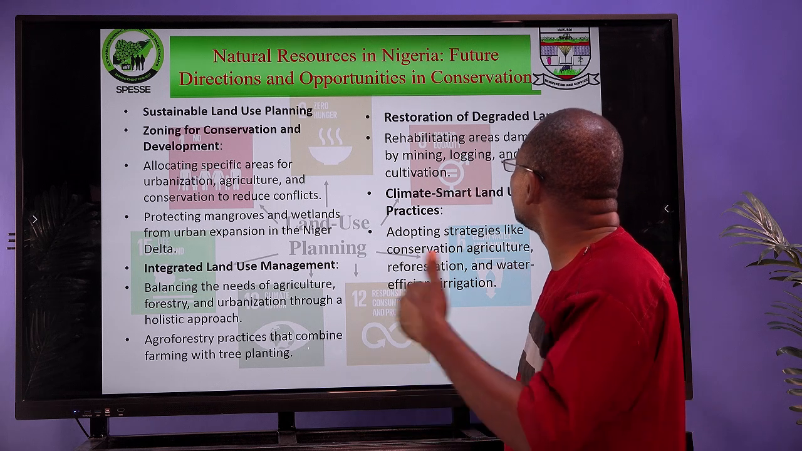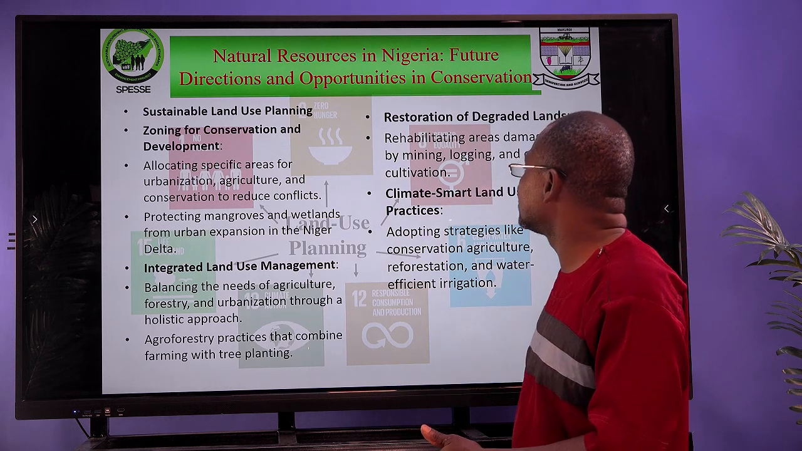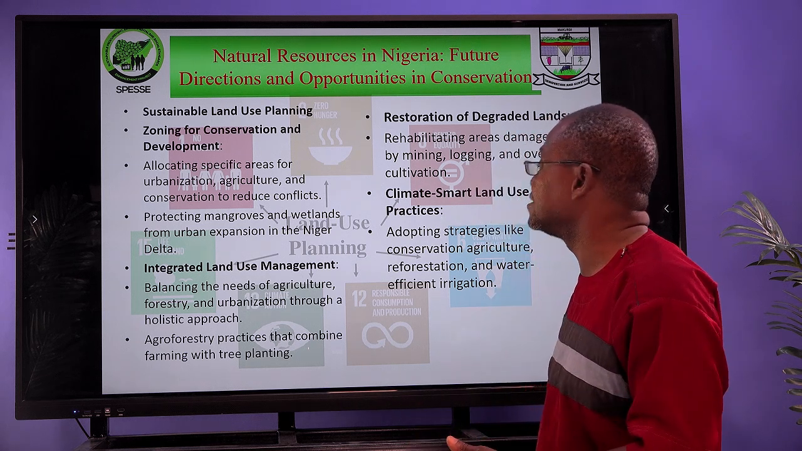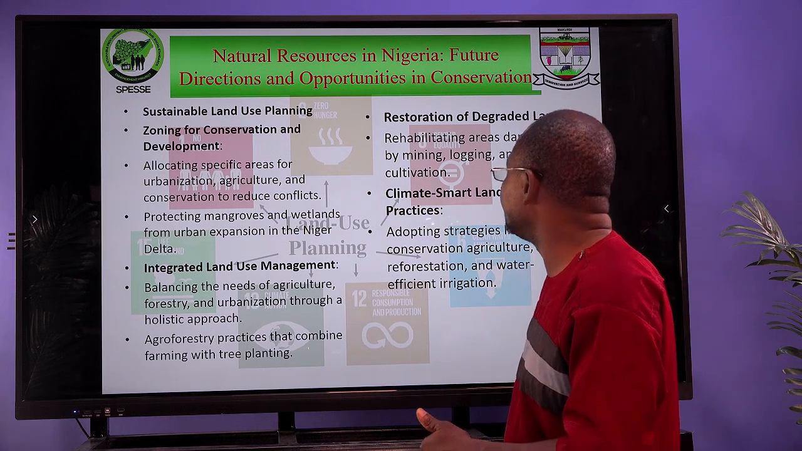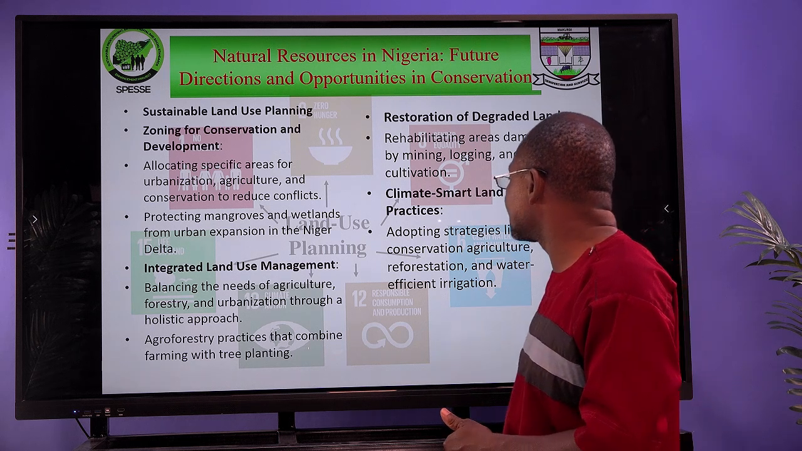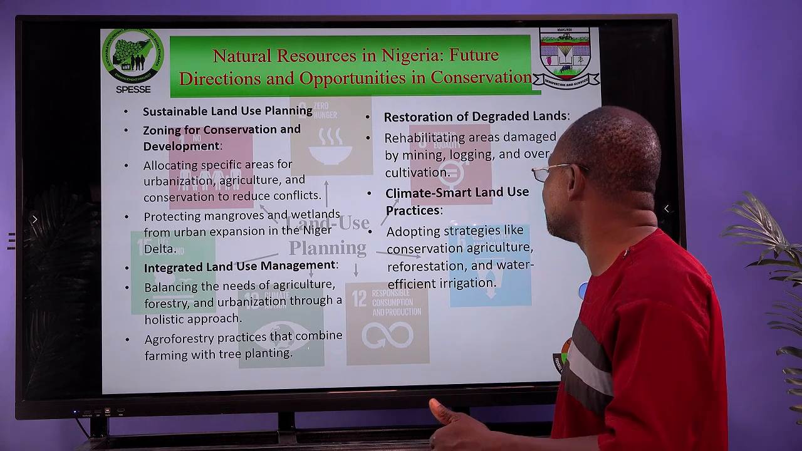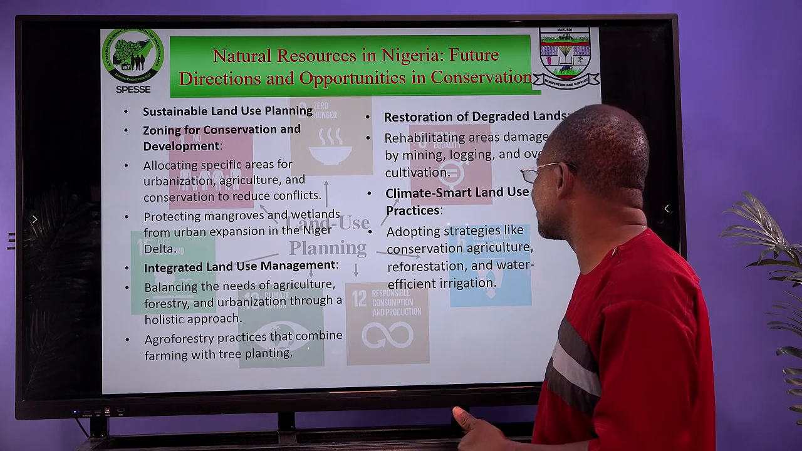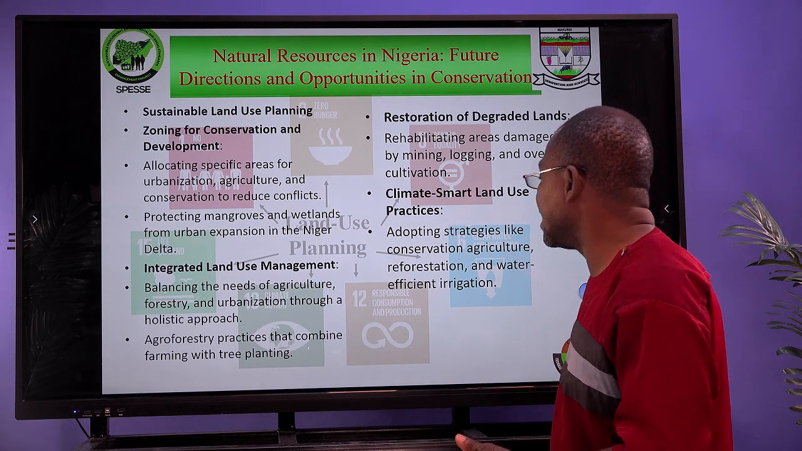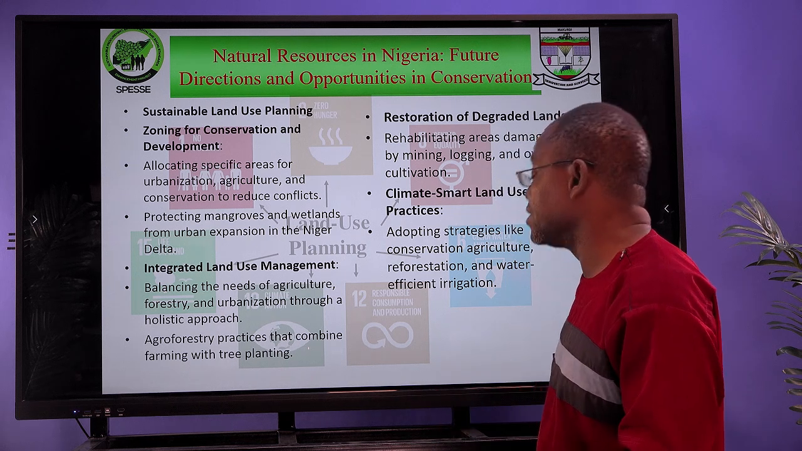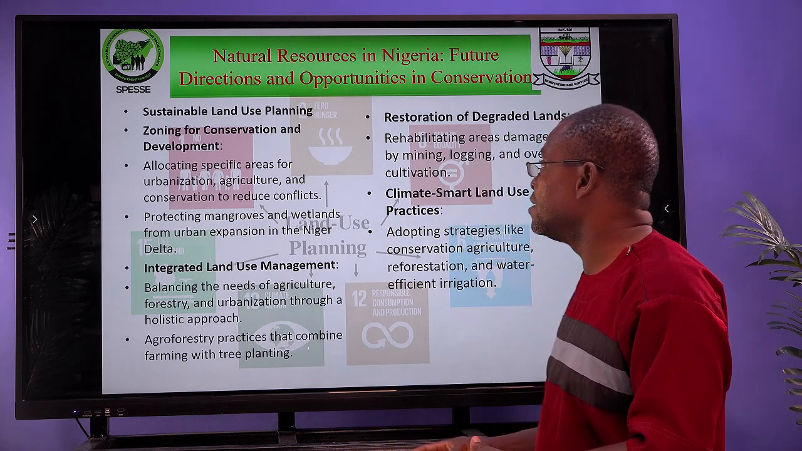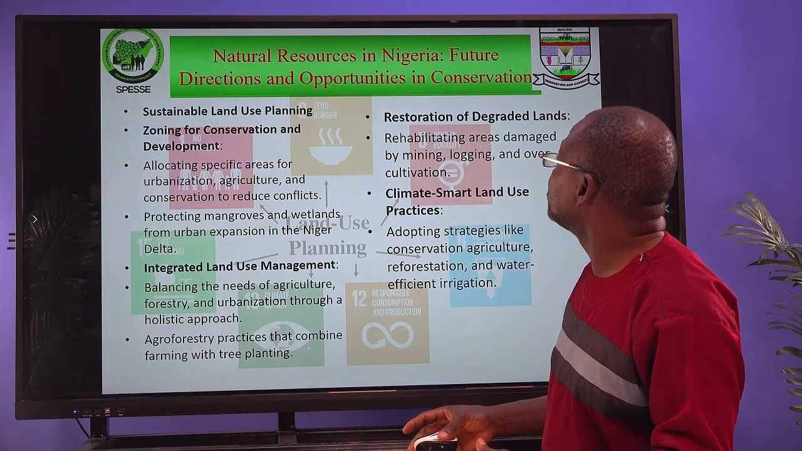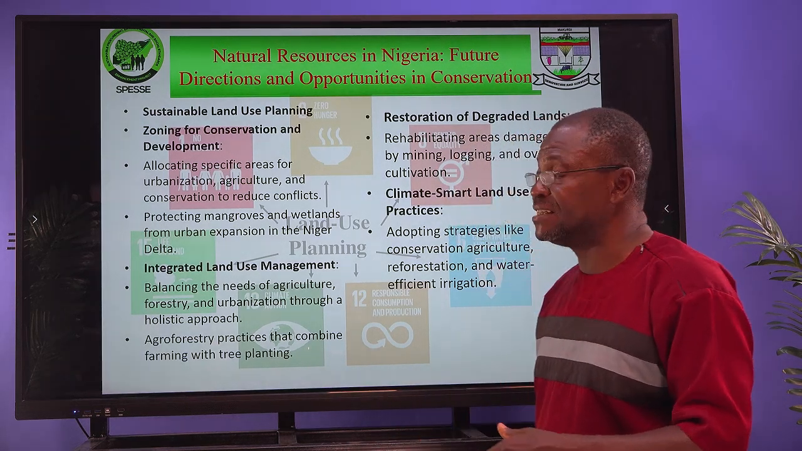We also need to look at the restoration of degraded lands, so that lands that have been damaged by mining, logging and other things can be reforested. Then climate-smart land use practices. This will also involve the use of technology so that we can adopt strategies to conserve agriculture, reforestation, and water-efficient irrigation. All put together, this will enable us to manage the natural resources in Nigeria and create an environment where our natural resources are readily conserved.